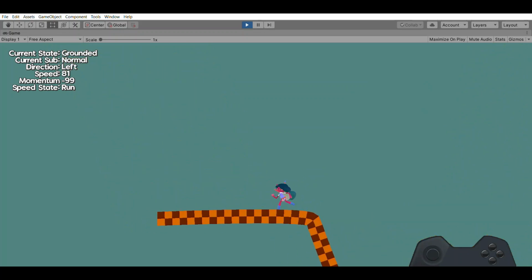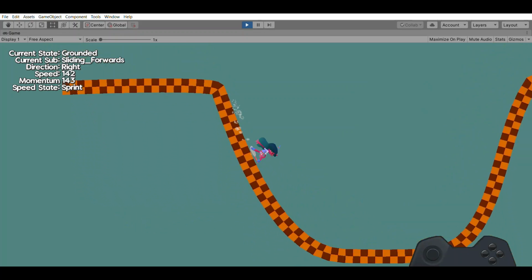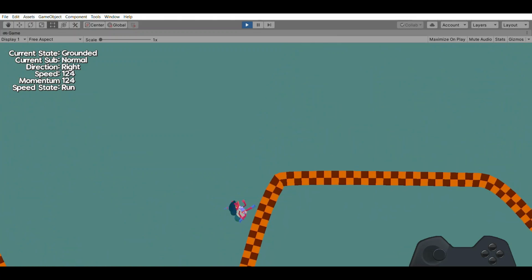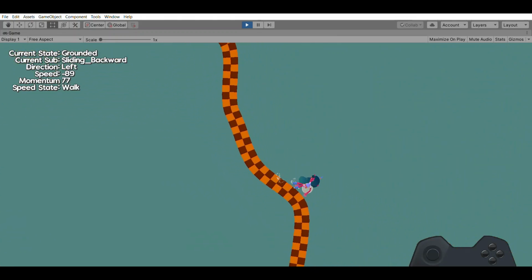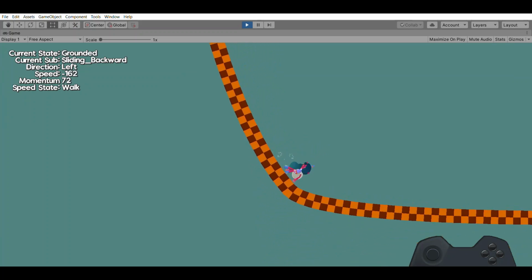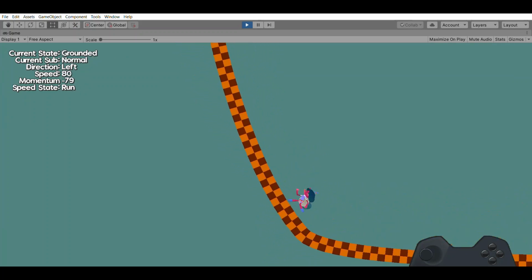In the last part I worked on turning and skidding, and in this part I'm working on slope movements: slope building speed, losing speed, and sliding up and down slopes. The first thing I did is work on the slopes logic.